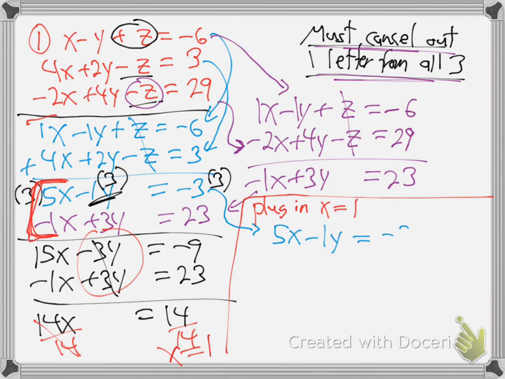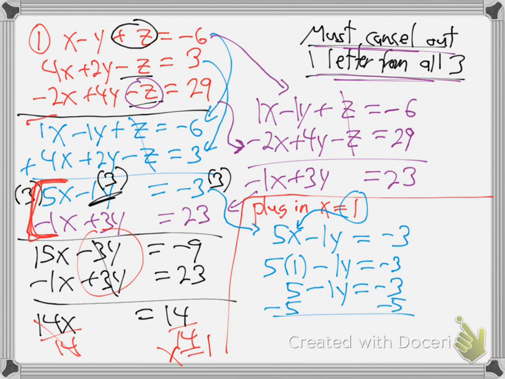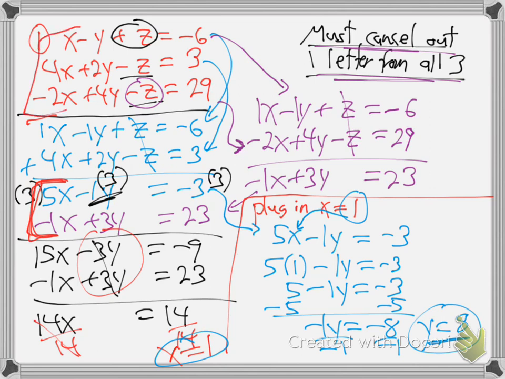5x minus 1y is minus 3. Put in the x. 5 times 1 minus 1y is minus 3. That's 5. Minus 1y is minus 3. Subtract 5. Minus 1y is minus 8. Divide by minus 1. Y is 8. So y is 8, positive 8. So now I've got x is 1, y is 8, and now I'm going to go all the way back to the beginning, back to any of these three in the beginning, and plug into one of those.